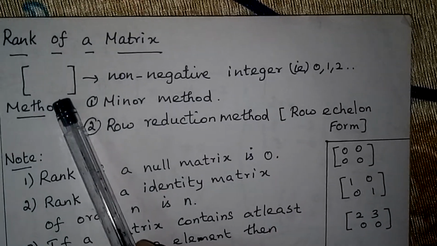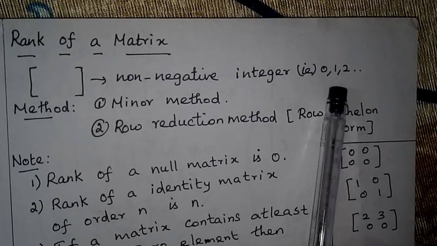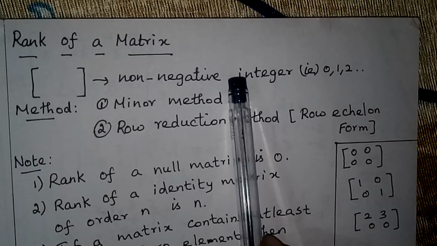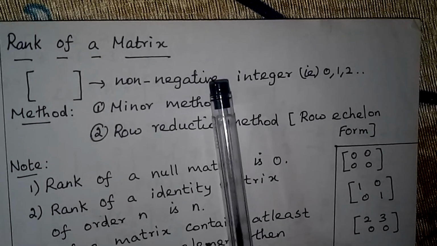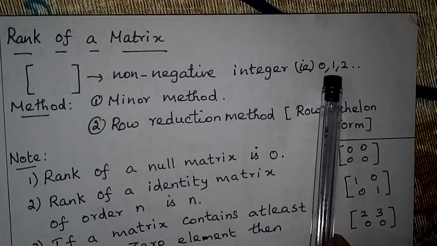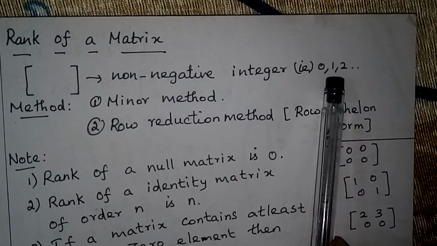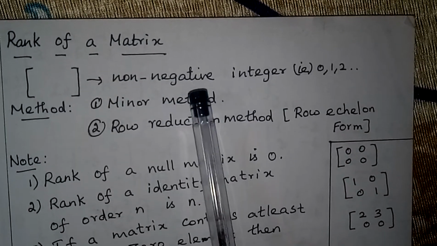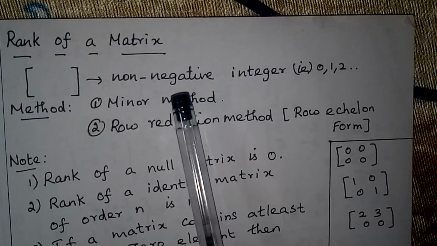That is, for each matrix you can give some number: 0, 1, 2, etc. Rank in a class gives ranks for each student, isn't it? Some students will not get any rank, that is 0. Some students will get first rank, second rank, third rank, like that. In the same way, for each matrix we can give some non-negative integer, that is the rank.